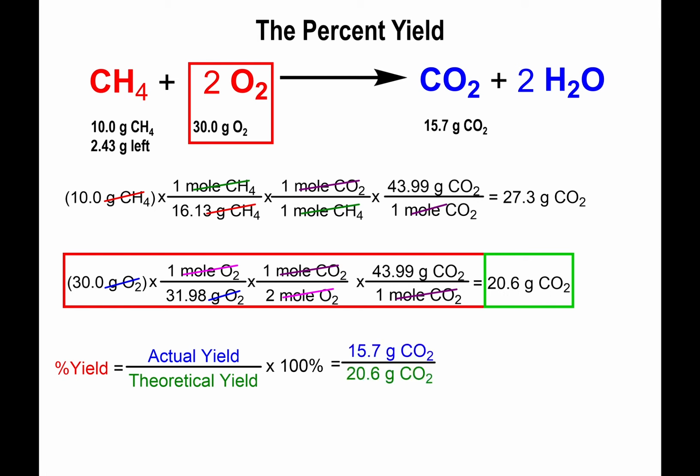And so, in this hypothetical example where I'm saying that 15.7 grams of CO2 is what you actually collected, what you experimentally collected, you basically divide the 15.7 by the 20.6 grams of CO2. You multiply that by 100 and you get a percentage. And yes, the units do cancel out. You end up with only a percentage at the very end. And the percentage of this reaction is in the mid 70s, which is reasonable. It's not a terrible yield. It's not a great, amazing yield, but it is a good yield nonetheless.